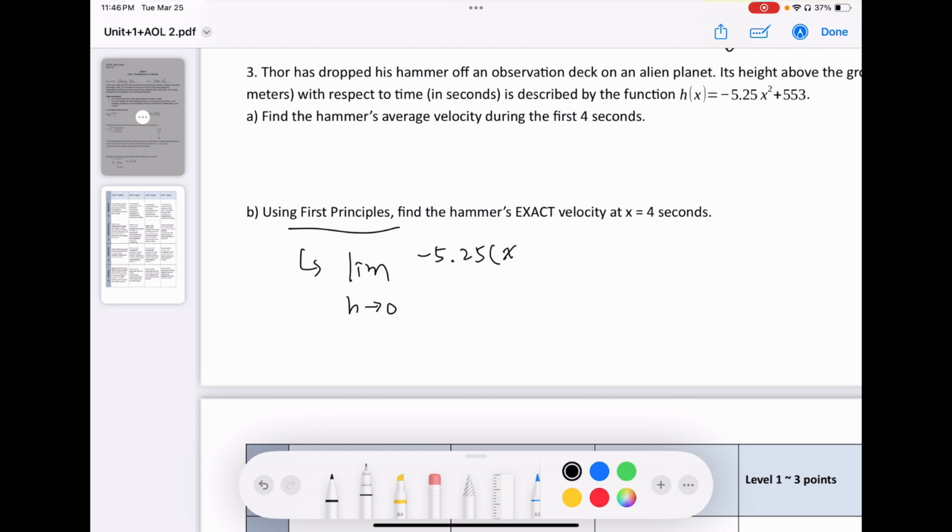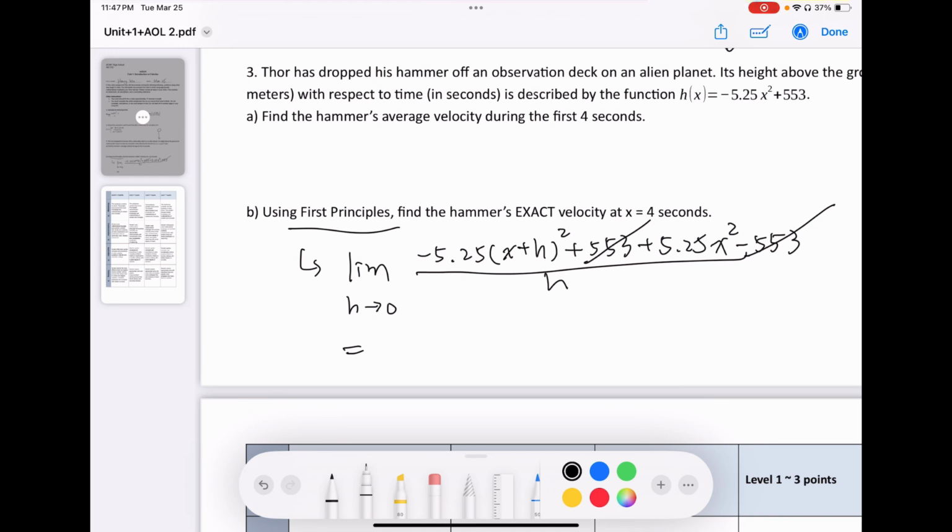times (x plus h) cubed, and then plus 553, and then plus 5.25 x squared, and then minus 553, over h. So it will equal, we can cancel out 553 right here.